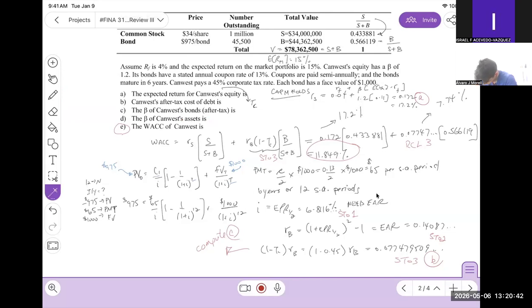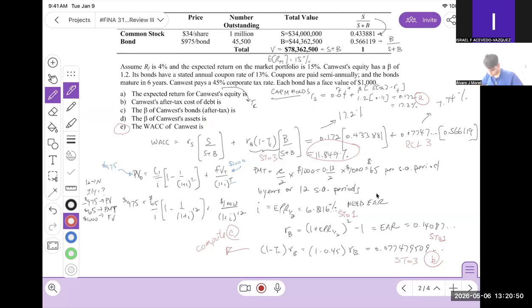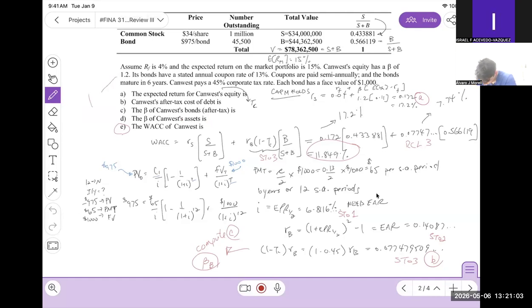For beta of assets, okay, so what you can do then is you use the beta of debt after tax and the beta of assets, which is given over here, and make a weighted average to find the beta of assets for CanWest. So you have all the information. We've already calculated everything. You just have to learn how to answer the question.